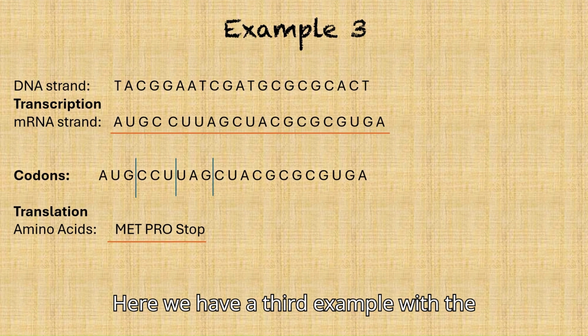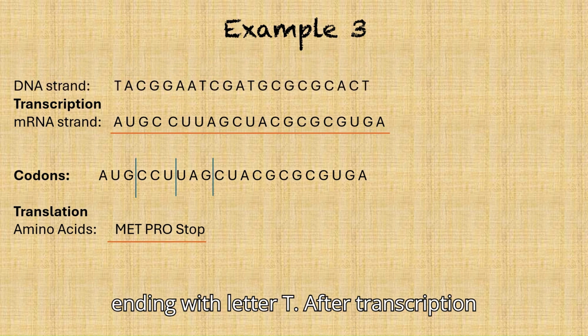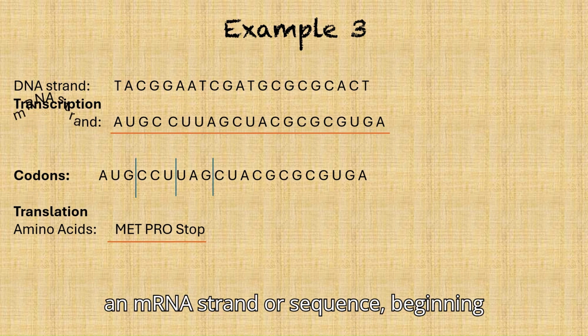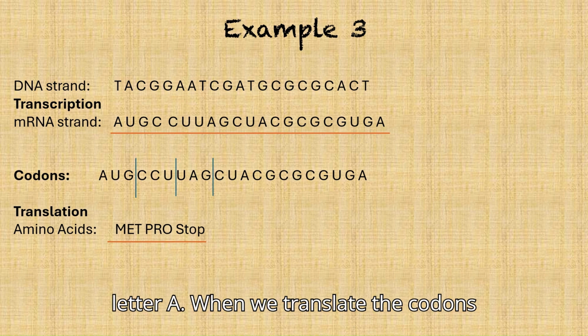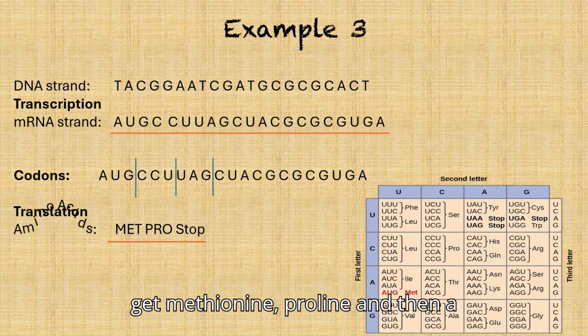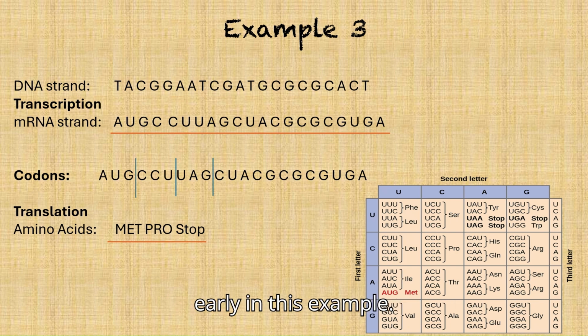Here we have a third example with the DNA strand starting with the letter T and ending with the letter T. After transcription takes place, we then have an mRNA sequence beginning with the letter A and ending with the letter A. When we translate the codons using the codon table, we get methionine, proline, and then a stop codon, which ends translation early in this example.